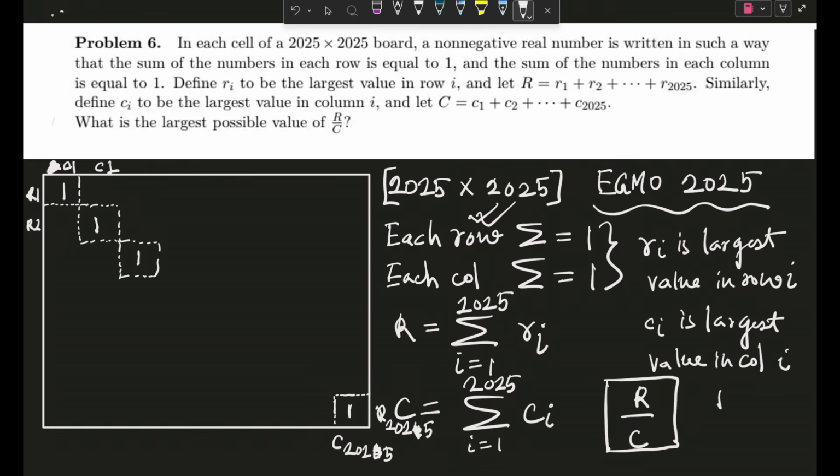But here R by C, if you calculate, it is coming to be equal to 1. Because the largest value Ri and Ci in any row, any column, is 1. So R by C will come out to be 1 because their sums would be 2025 each. So when you divide them, the quotient would be 1. Okay, but this is not what we are asking for. We need the largest possible value of R by C. So to make R by C largest, we kind of need these Ri to be largest, right? Ri and Ci, the individual elements, they have to sum up to be largest.